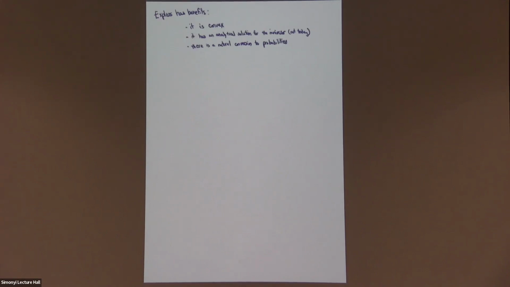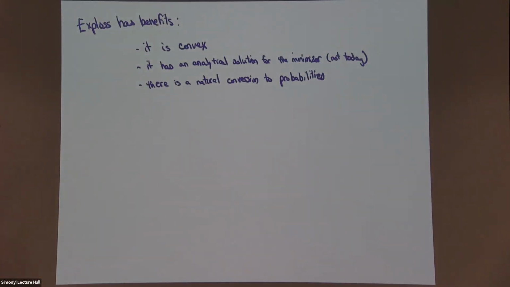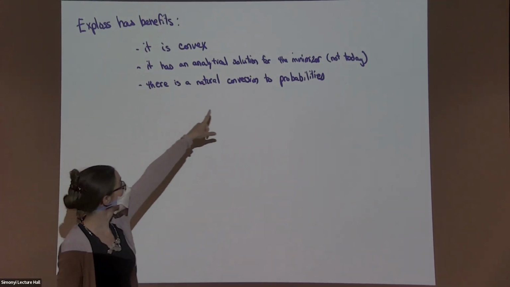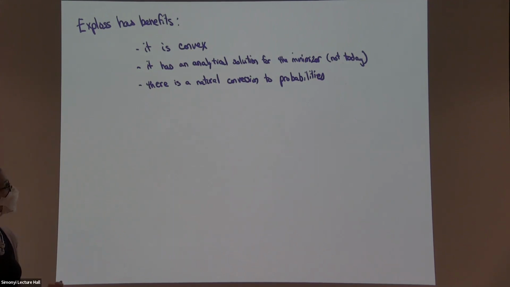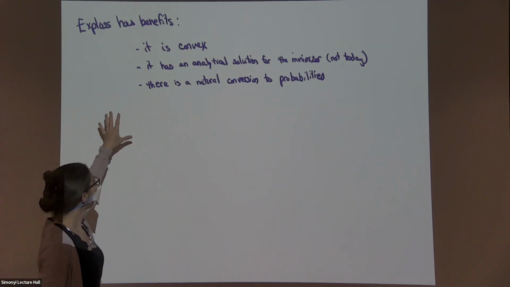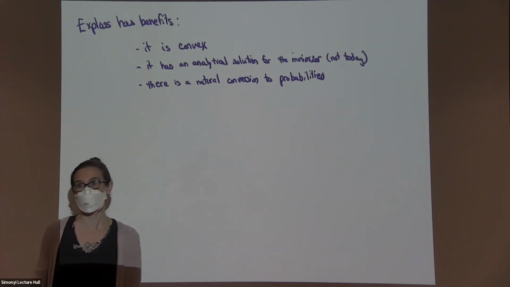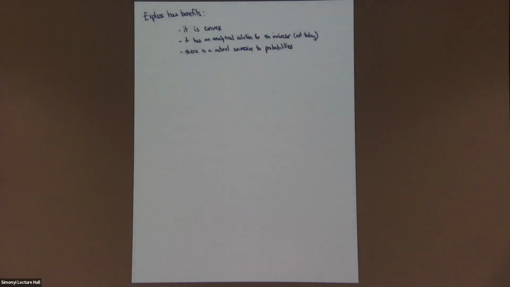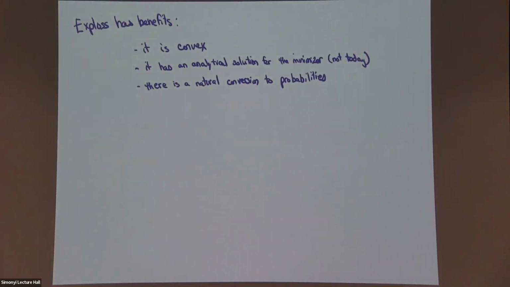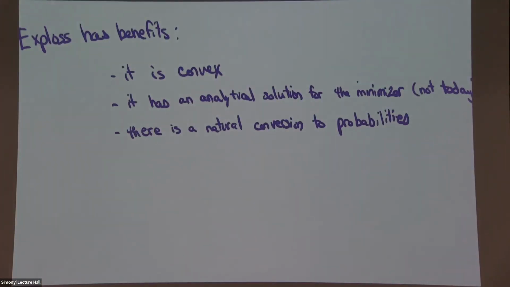The reasons are that it is convex in the parameters of f. It also has an analytical solution for the minimizer, which I'm not going to cover because it requires a ton of notation, pages and pages. It's funny, it's like: if blah, blah, blah, then use alpha equal this formula. There's also a natural conversion to probabilities, and I'm going to derive that conversion soon. Actually, first I'm going to prove that it's convex, and then I'm going to prove there's a conversion to probabilities.